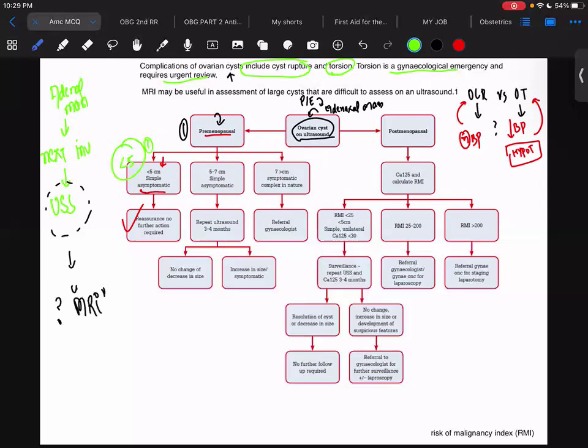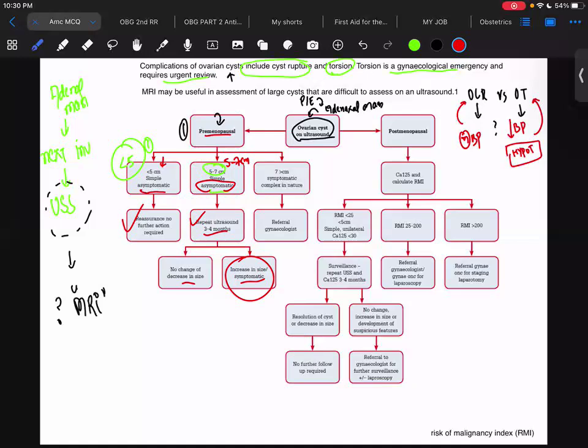If it is 5 to 7 centimeters, simple, and the patient is asymptomatic, we need to repeat the ultrasound in 3 to 4 months. If there is no change or decrease in size, you can again go for follow-up. But if there is an increase in size and the patient is now having symptoms, we have to refer the patient if they fall in this criteria.